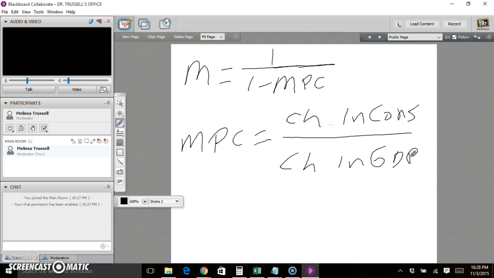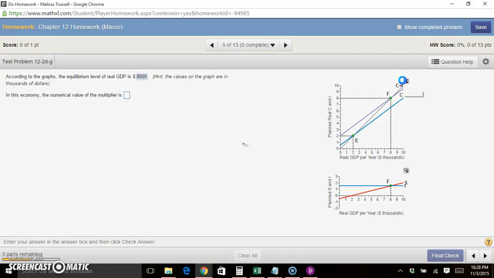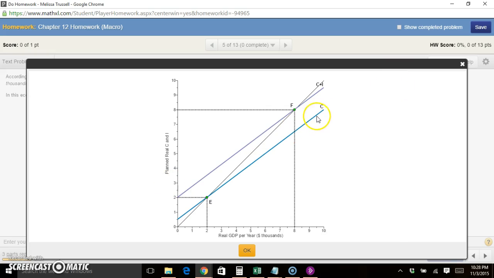So we can go back to our graphs and we can find this value for marginal propensity to consume by looking at the slope of the line of our graph. So let's pull this up. Let's look at the consumption line. So we can find the ratio of change in consumption over change in GDP. And this is really just going to be the slope of this line, because remember, the slope formula is change in y over change in x. And for us, y is C and x is GDP. So we just want to find the slope of this line.